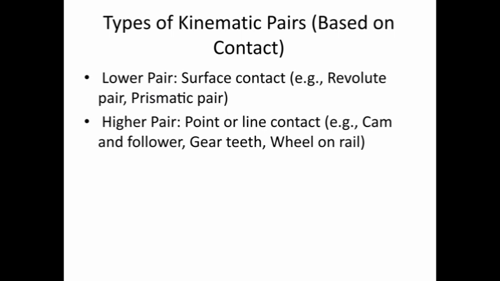First we go with the one based on contact. There are two types of contacts. First is lower pair and second is higher pair. A lower pair is a surface contact. For example, revolute pair and prismatic pair. A higher pair is based on point or line contact. Examples are cam and follower, gear teeth, and wheel on rail.